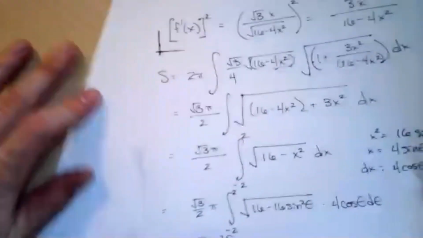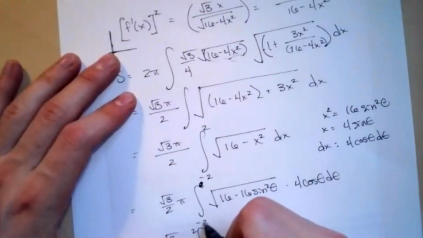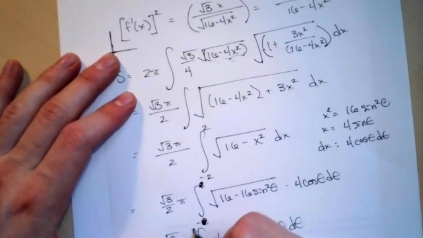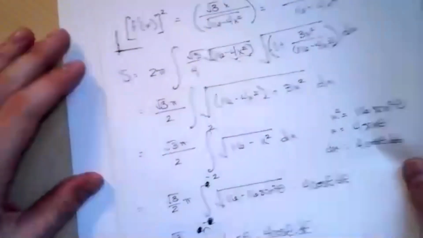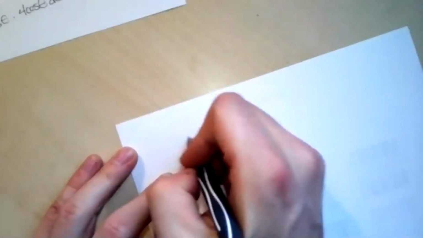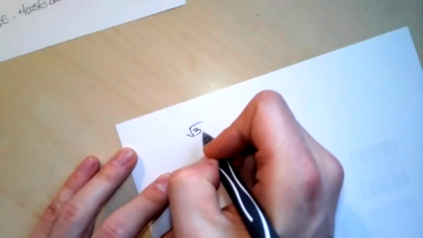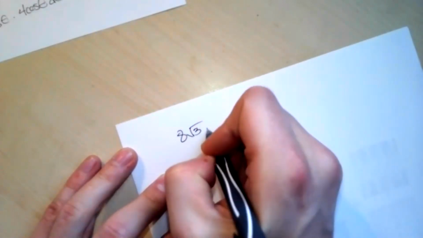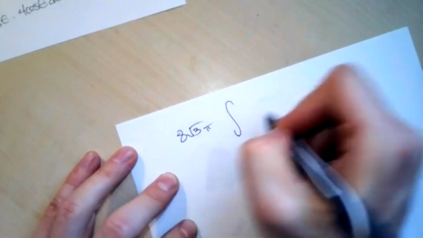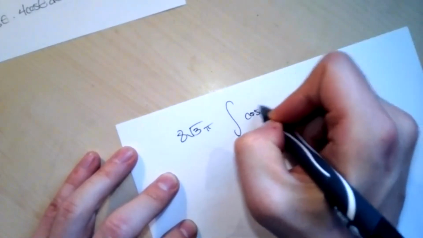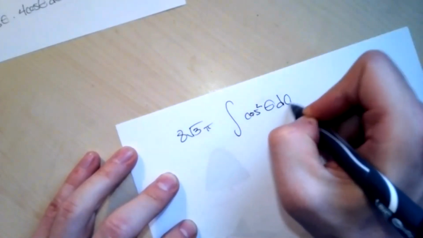And now, oops, bounds aren't -2 to 2 anymore. Let's simplify the constant. Square root of 3. Looks like we've got 8 square root of 3 pi times the integral of cosine squared theta.